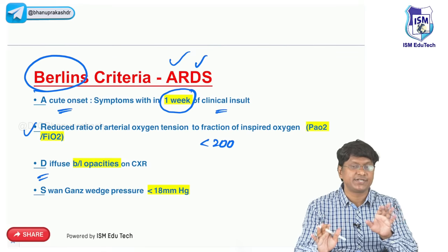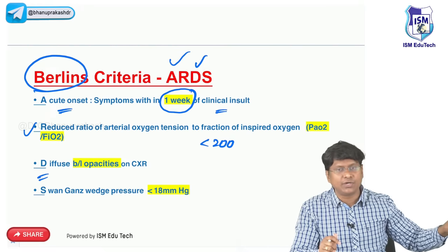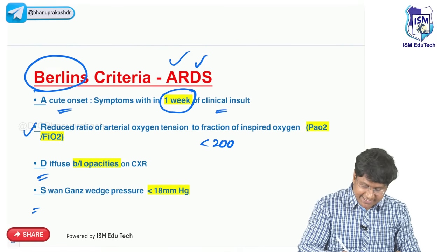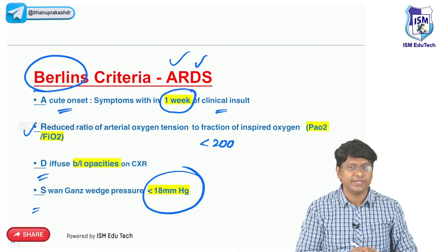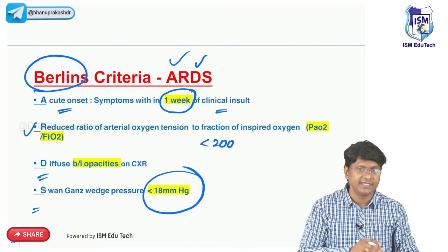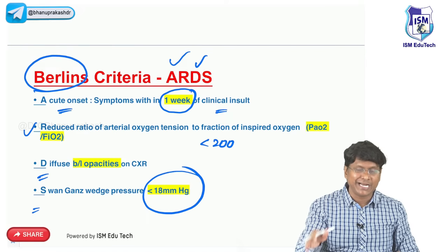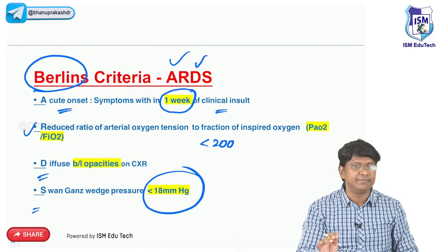So how will the chest x-ray look? You will have a complete white out lung. So that is your diffuse bilateral opacities on the chest x-ray. And the letter S stands for the Swan-Ganz catheter showing a pulmonary capillary wedge pressure of less than 18. So even though the normal pulmonary capillary wedge pressure is around 6 to 12, the cutoff we take is 18 millimeters of mercury.